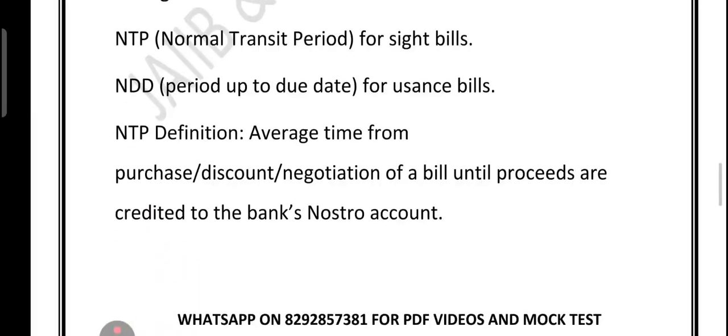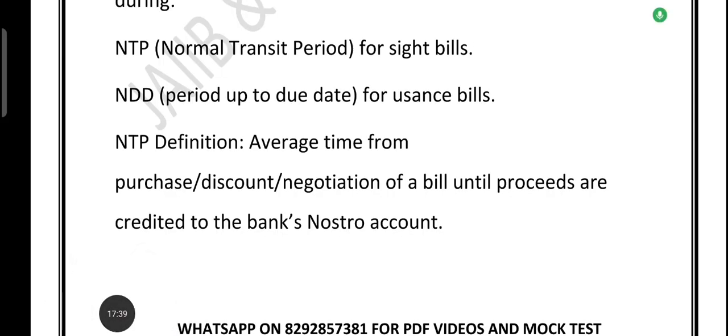So what is NTP? You can think of it as the average time from when the bank buys or discounts your bill until the money actually reaches the bank's nostro account from abroad. Right, so the time from when the bank discounts your bill until the money actually reaches the bank's nostro account.